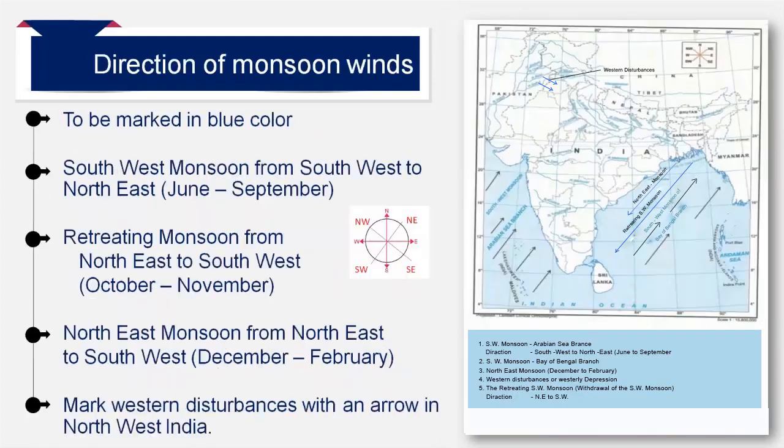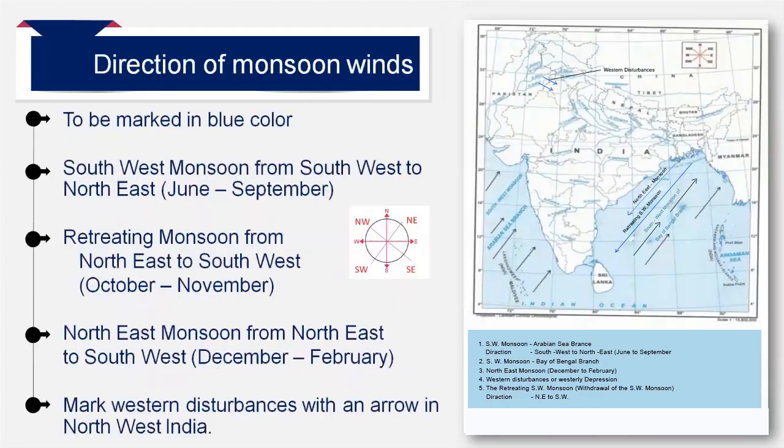Direction of northeast monsoon, retreating monsoon, southwest monsoon Arabian Sea branch, and southwest monsoon Bay of Bengal branch must be marked in blue or black arrows as per their direction. Just 2 arrows for each is sufficient. It will be helpful if you draw the cardinal points diagram north, south, east, west for precise marking.